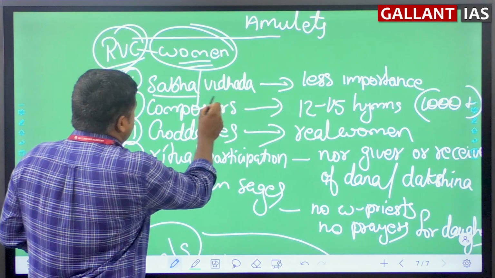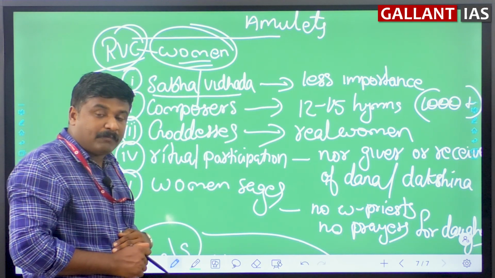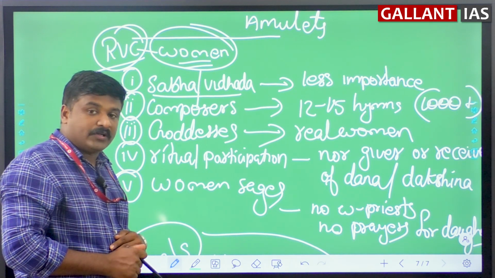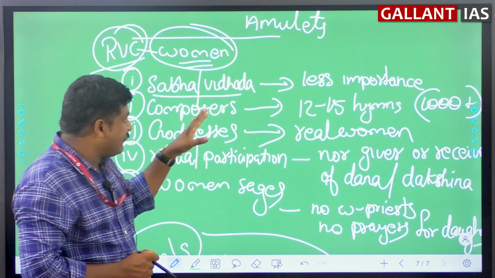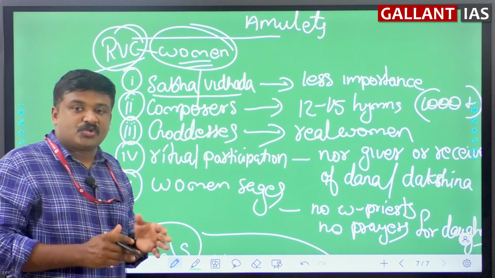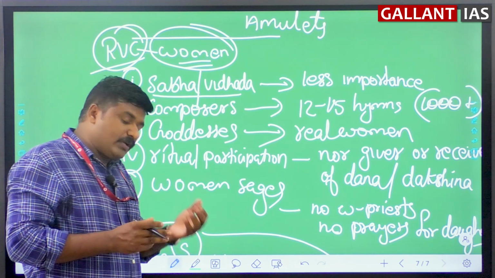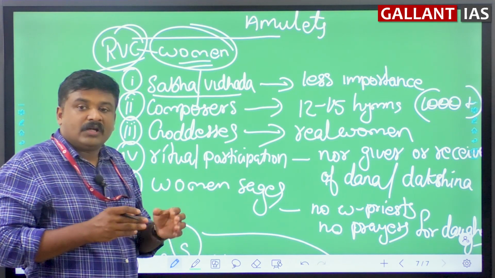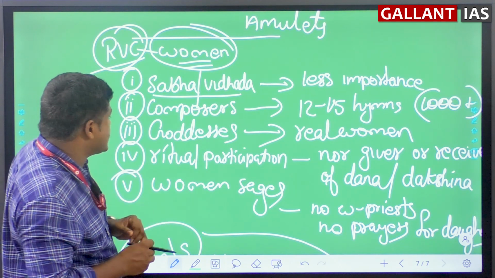Women participated in tribal assemblies like Sabha and Vidatha. That doesn't mean that every woman participated, or that women enjoyed a good role in these political or administrative aspects. She attended the Sabha and Vidatha assembly, but there were no women decision makers as such. She had a relatively minimal role, so less importance in decision making.